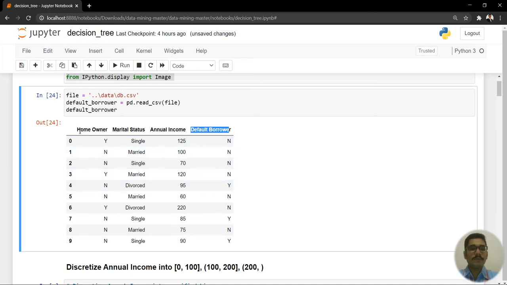Talking about the attributes, there are 3 distinct attributes: homeowner, marital status, and annual income. Homeowner and marital status are both categorical. Homeowner is a categorical binary attribute, that is, it takes yes or no. Marital status is an ordinal attribute, that is, single, married, and divorced. And annual income is a continuous variable.